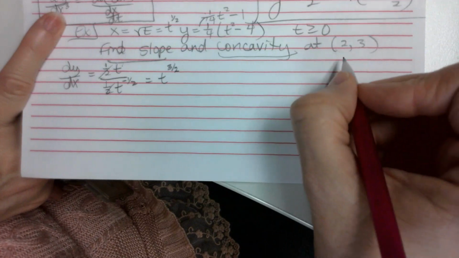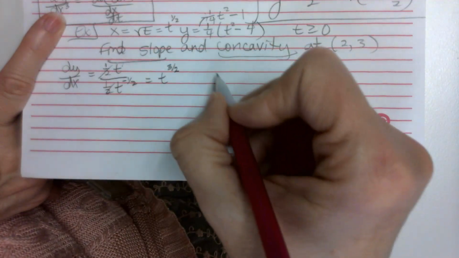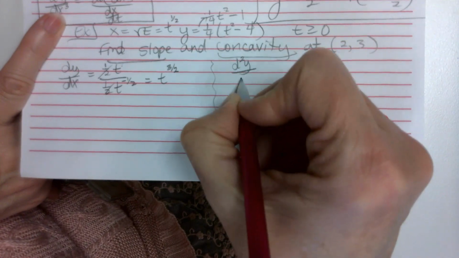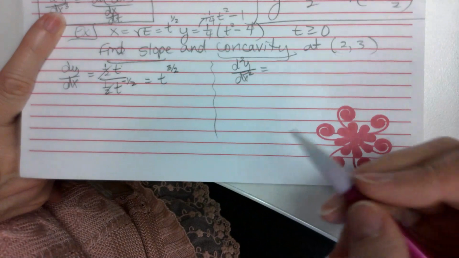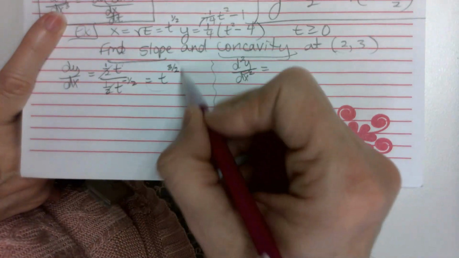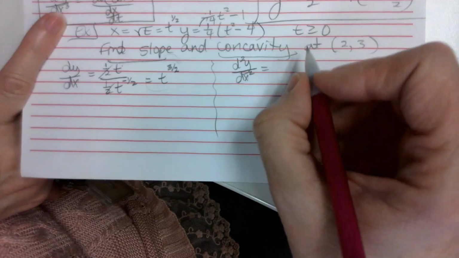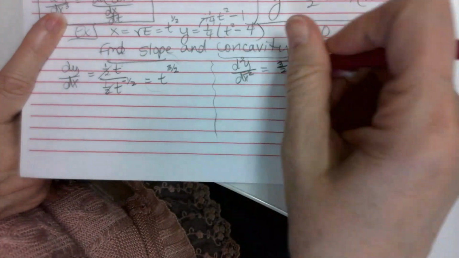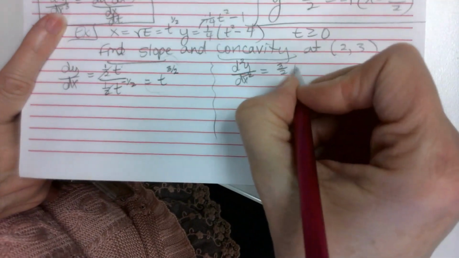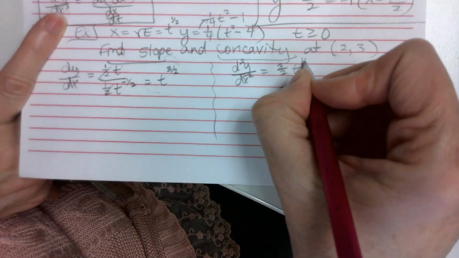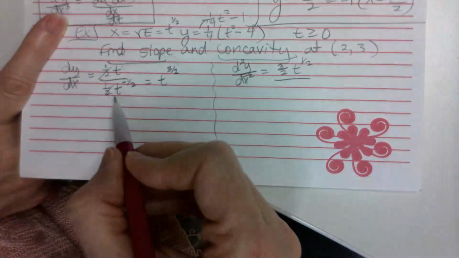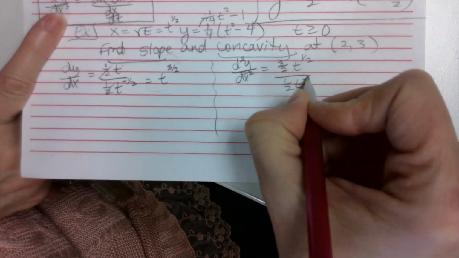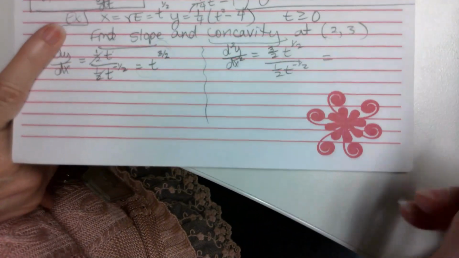So slope, we're well on our way. What about concavity in terms of formulas? What's the derivative of this? Not too bad. 3/2 t, sorry. Lower the power by 1 would be 1/2. But we just need to divide it by another dx/dt, right? So what will that end up with?